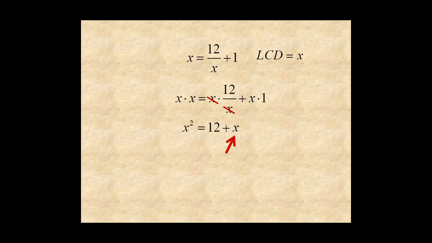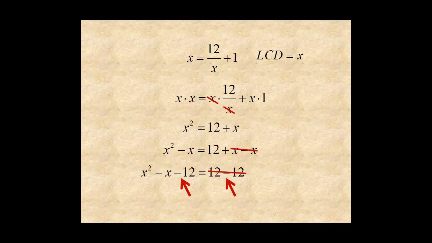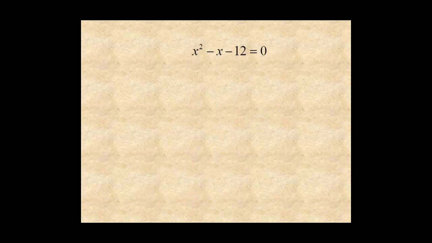Then subtract x from both sides and subtract 12 from both sides. The result is the polynomial equation x squared minus x minus 12 equal to 0. Then factor the left side of the equation for the solutions. x equal 4 and x equal negative 3.